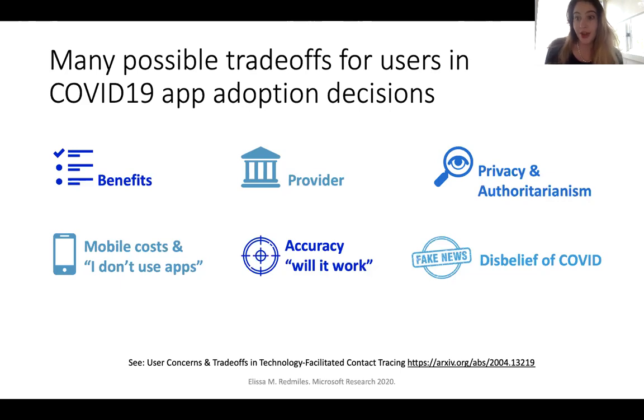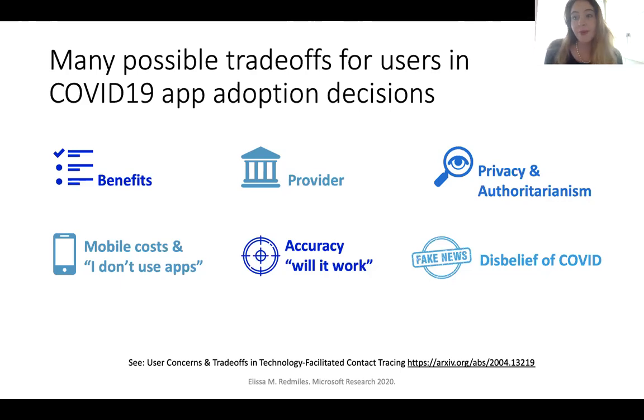So research that we've done at Microsoft Research, as well as research from Johns Hopkins, has shown that people do care about accuracy. And this is a consideration that they have in the back of their minds as they're making decisions about adoption.